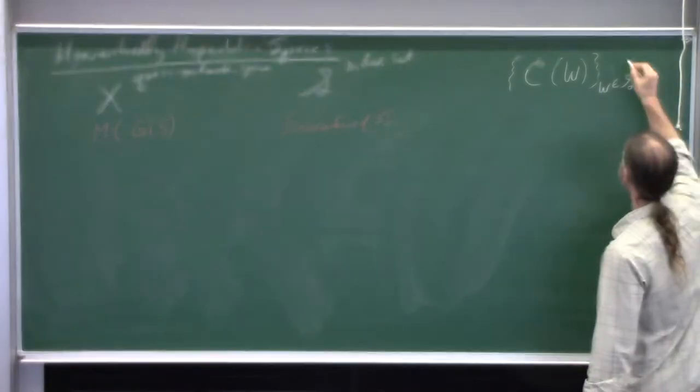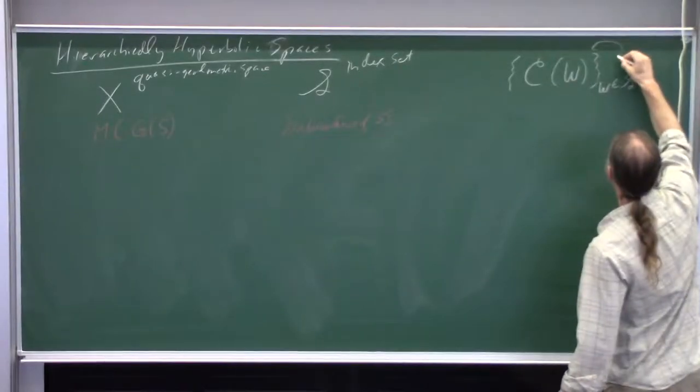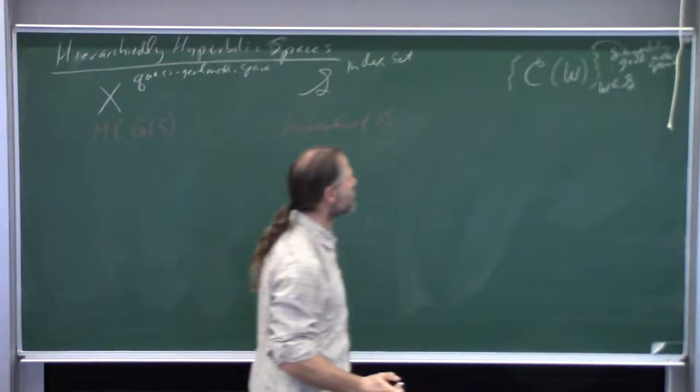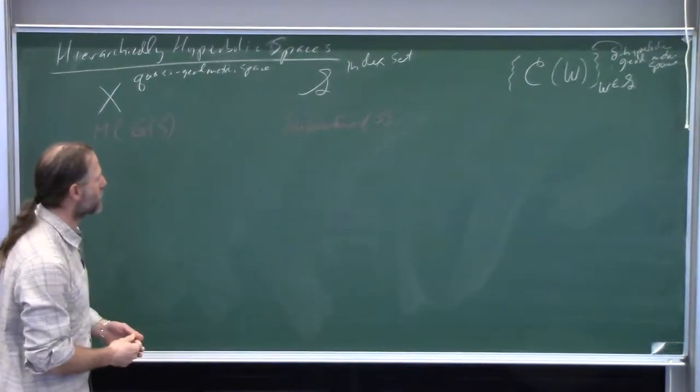And what are these spaces? These are each delta hyperbolic geodesic metric spaces. Is the delta uniform for all of them? The delta is uniform for all of them. Okay.